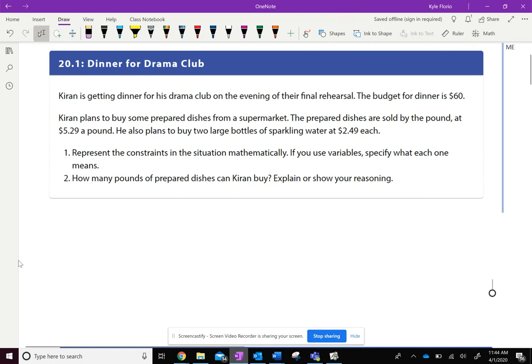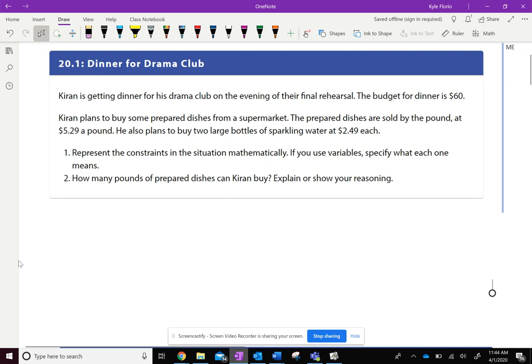The first example, 20.1, dinner for a drama club. Kieran is getting dinner for his drama club on the evening of their final rehearsal. The budget for dining is $60. Kieran plans to buy some prepared dishes from a supermarket. The prepared dishes are sold by the pound at $5.29 a pound. He also plans to buy two large bottles of sparkling water at $2.49 each.